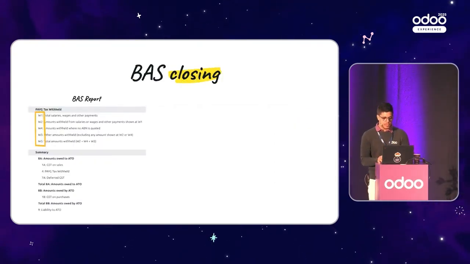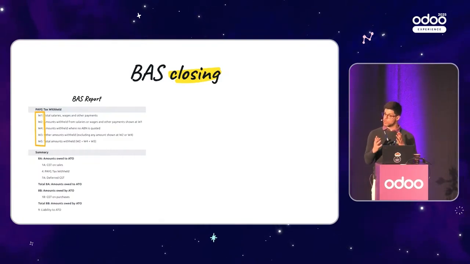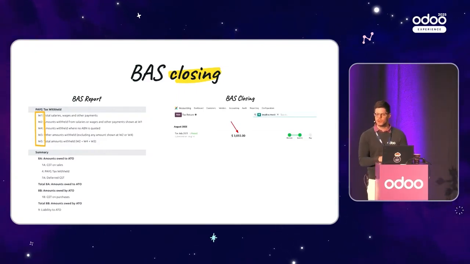All right. Finally, the BAS closing, as you can see, we have W1 to W5, so these are the payroll taxes on your BAS report. You can now, thanks to, have you seen Winar's talk yesterday?